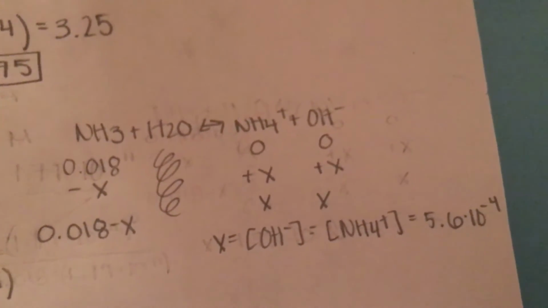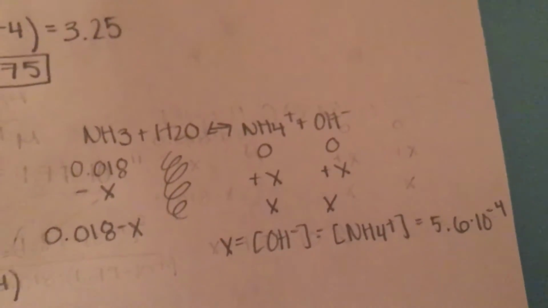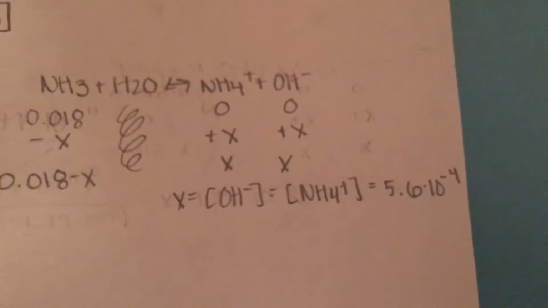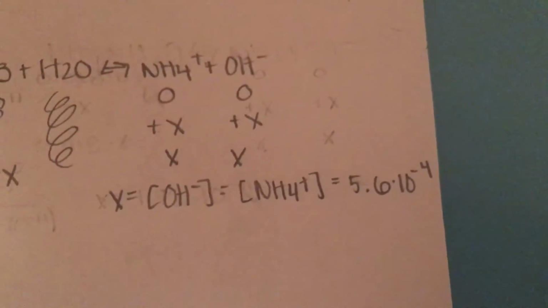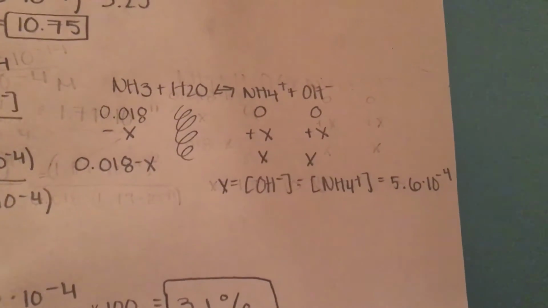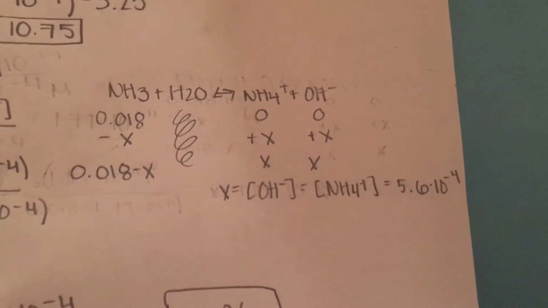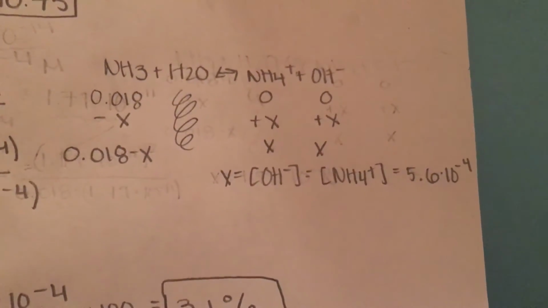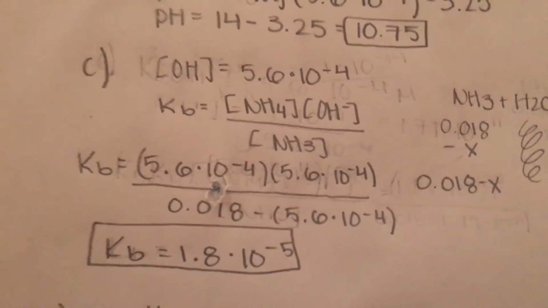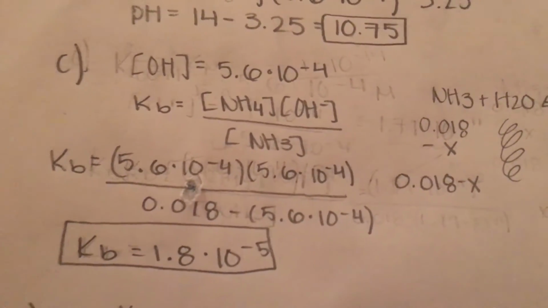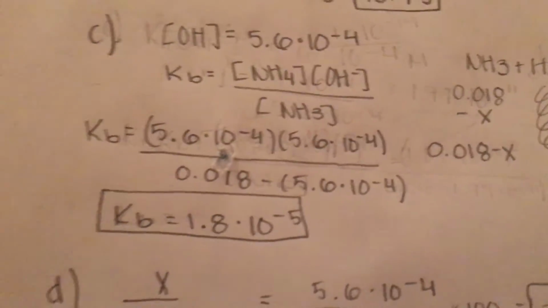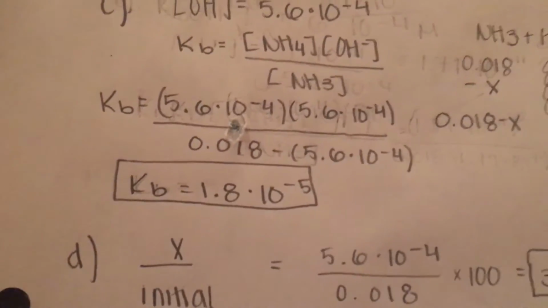Since we are given the concentration of OH minus is 5.6 times 10 to the negative fourth, we can say that X, which equals OH minus, which also equals NH4 plus, equals 5.6 times 10 to the negative fourth. So we plug in the equilibrium concentrations to find the value of Kb. So X squared divided by 0.018 minus X. So Kb equals 5.6 times 10 to the negative fourth squared divided by 0.018 minus 5.6 times 10 to the negative fourth. Kb equals 1.8 times 10 to the negative fifth.